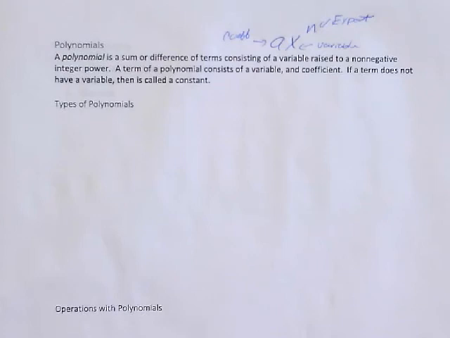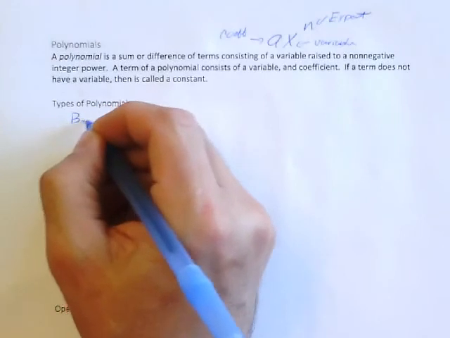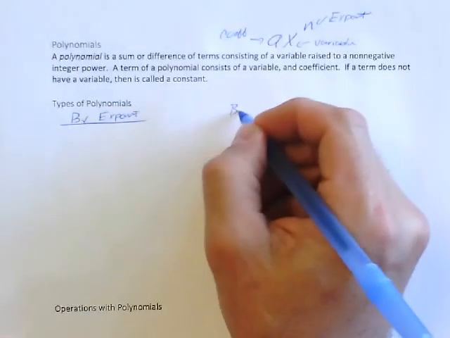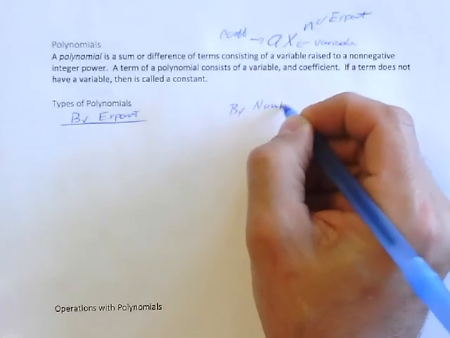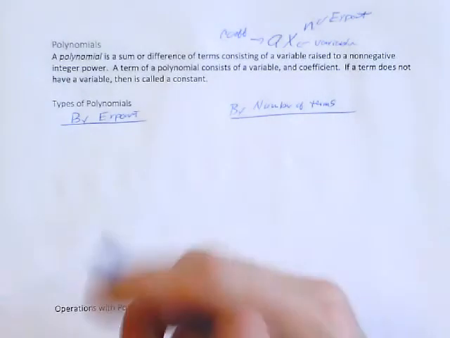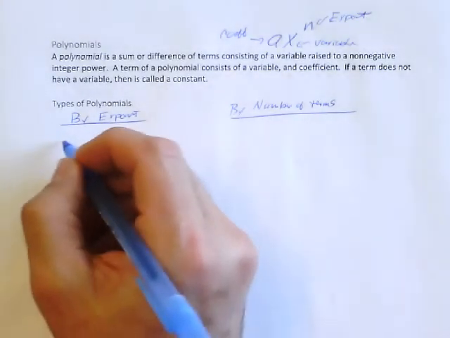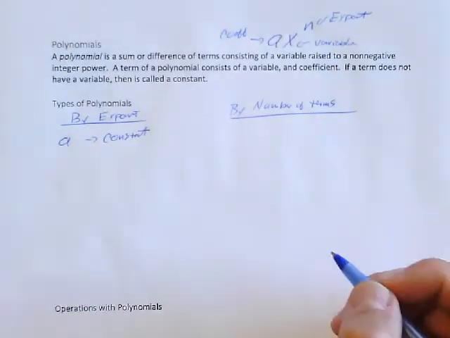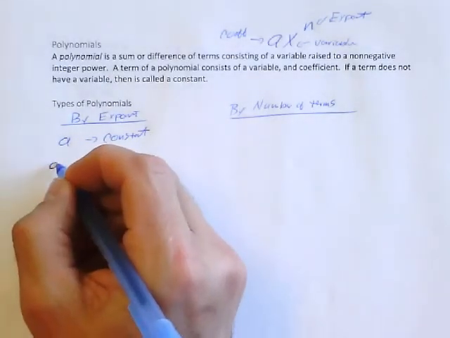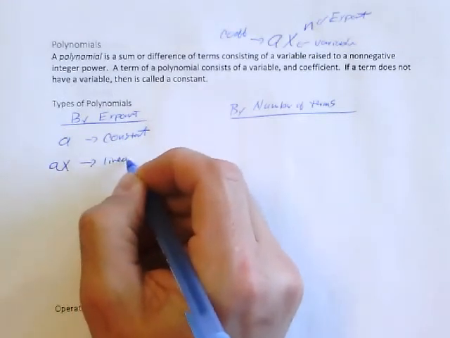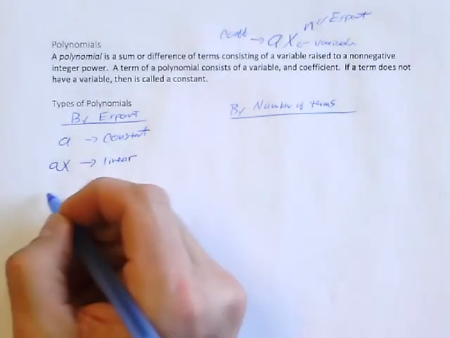Okay. So we have types of polynomials, and there's really two ways to classify them. You can do it by the exponent, or you can do it by the number of terms. Okay, if you're doing it by exponent, if you just have a number a, that's a constant. If you have a coefficient and a variable, that's a linear.